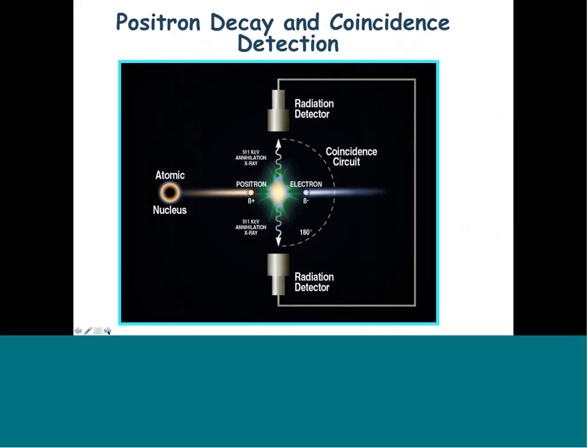So a positron is a positive electron, and basically what happens is that when a positron decays, you get very energetic radiation, and it can penetrate the body barrier. So if you inject one of these things, you can image where it is, and you can image the movement of a drug like cocaine.